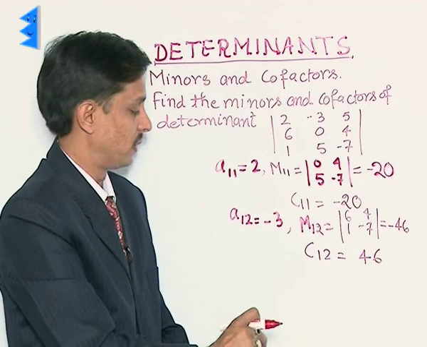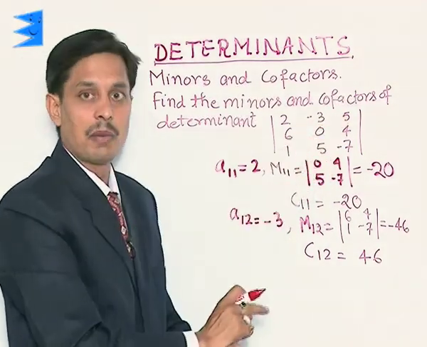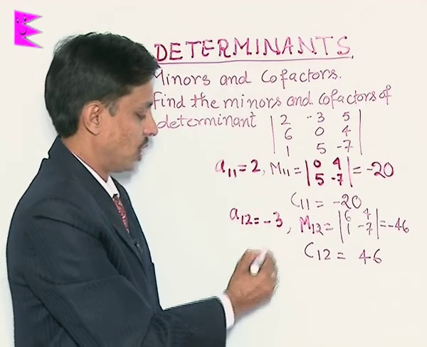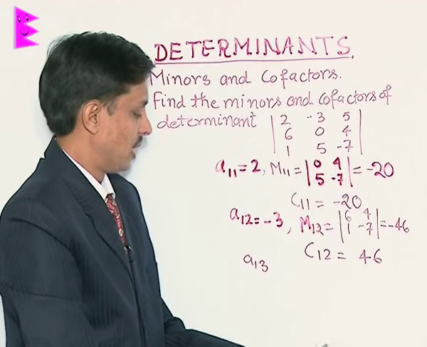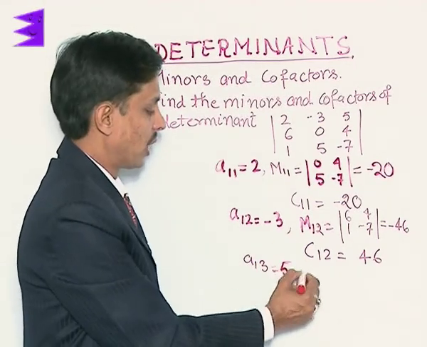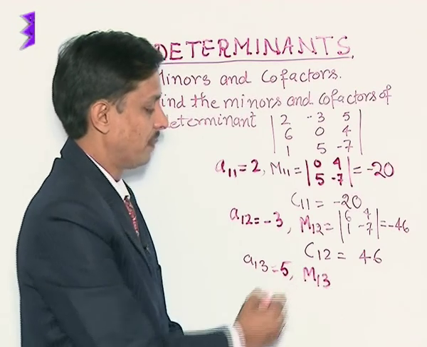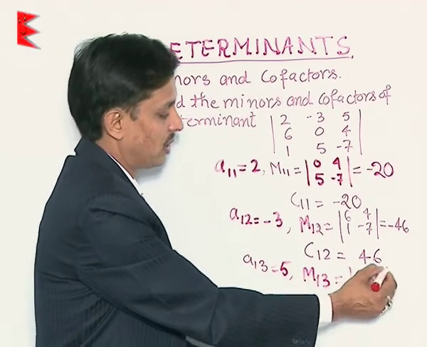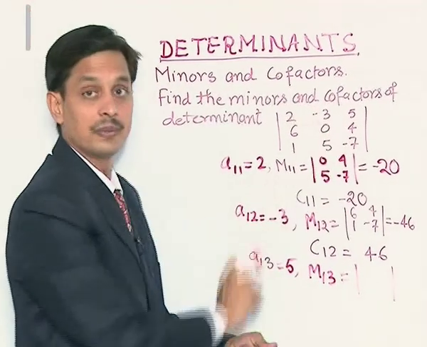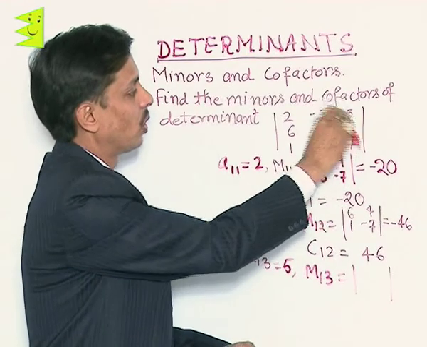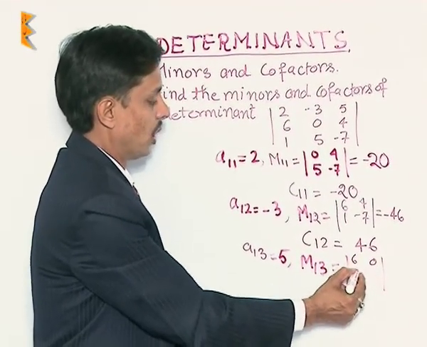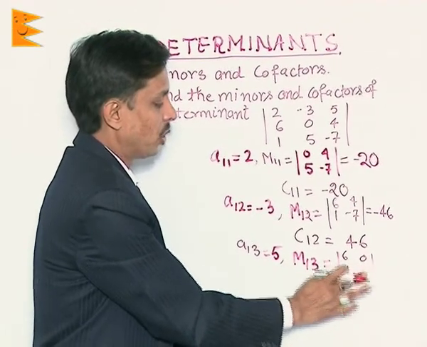the sum of the row and column position is odd. If you want to obtain the minor and cofactor for the 5, that is A13, first row, third column, the element is 5. So if you want to calculate its minor, it will be written as M13, and the rule is as simple as this: if 5 is lying in the third column and first row, we hide it, and it will be 6 0 and 1 5.